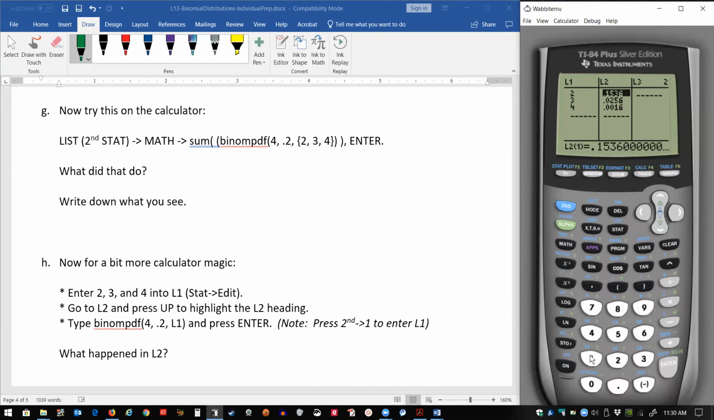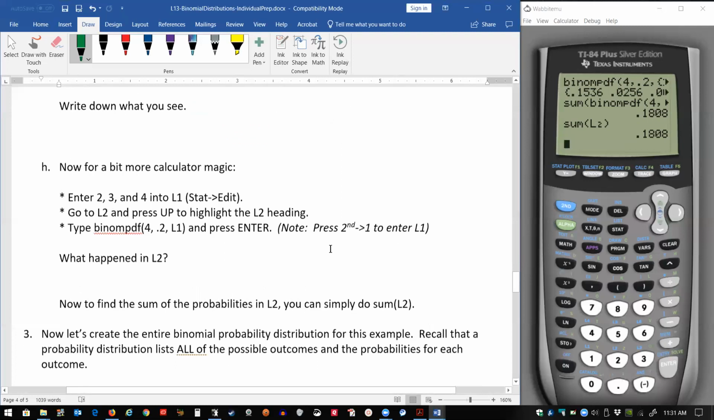Okay, and so now when I quit out, I could do my sum option. So second and stat, go to math, sum, and now rather than putting this crazy binomial PDF expression in there, I can just put in, oh sorry, I want to add up everything in list 2, all of those probabilities. Sum, second and 2, close, boom, much neater. Okay, I really like that method a lot better. That makes sense?